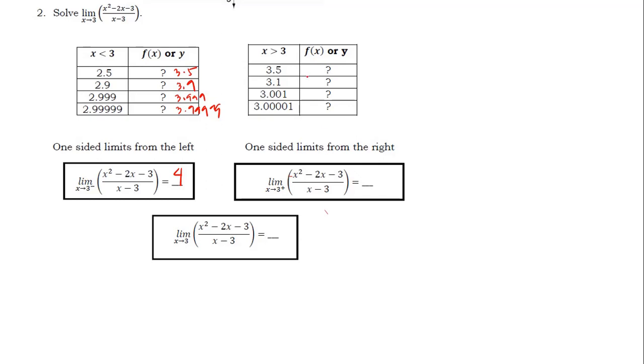Okay, from the right, we will have 3.5. We substitute it into the function: 3.5 squared minus 2 times 3.5 minus 3 all over 3.5 minus 3. So the answer now is 4.5. You can solve it using your calculator or by solving. Then we substitute and the correct answers are 4.1, then 4.001, then 4.00001. So where it approaches is 4. So they are the same. Therefore, your answer, or the limit of the function, is 4.